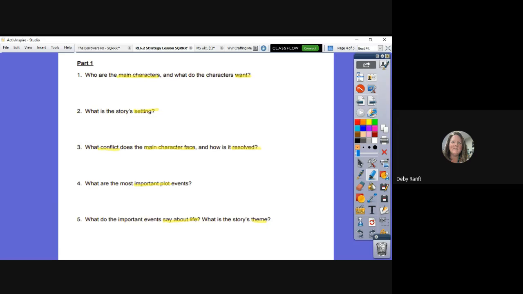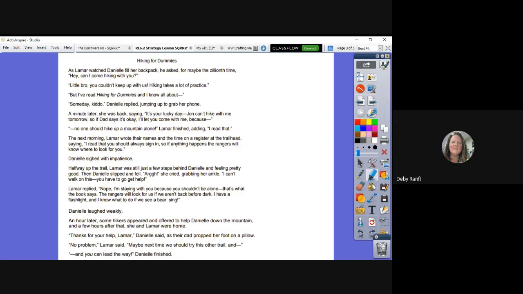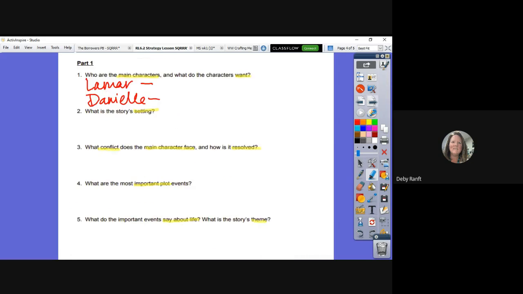Number one, who are the main characters? What do they want? Who's got an answer for me? Fiona. Okay, Lamar and Danielle. How did you know that they are the main characters? Because they were in the story most of the time. Okay, they were the ones involved in the story. Now, I'm going to just highlight Lamar and Danielle. Okay? Go back. Now, what's the second part of that question asked?